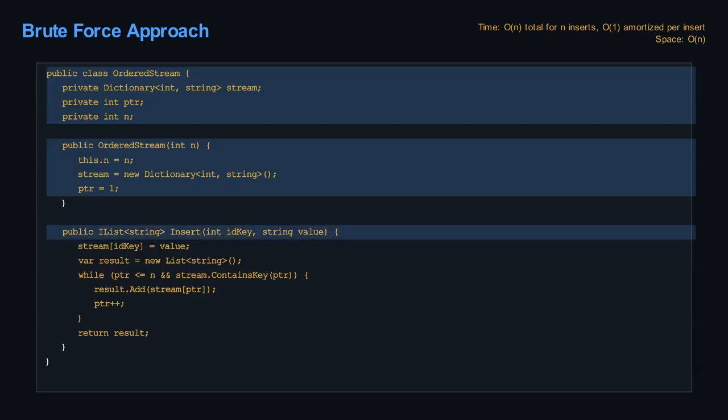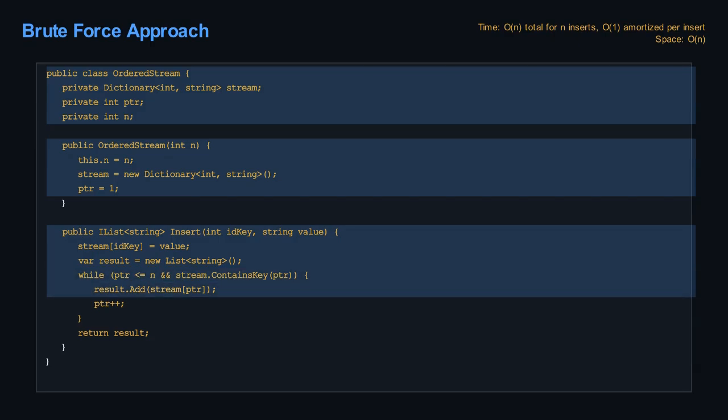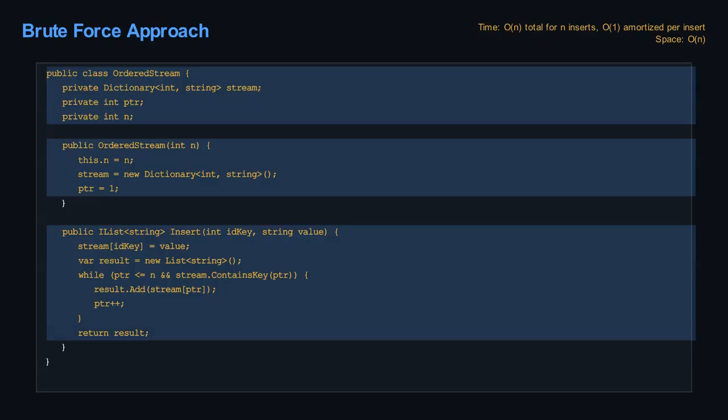While this works, repeatedly checking contains key in a dictionary can be slightly less efficient than direct access. This gives us O(n) total time for n inserts, O(1) amortized per insert, and O(n) space.